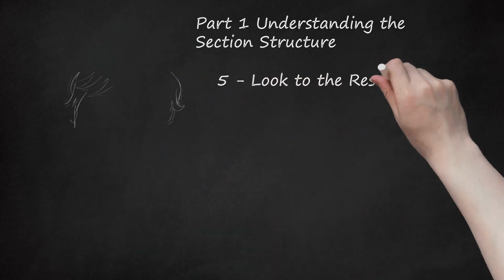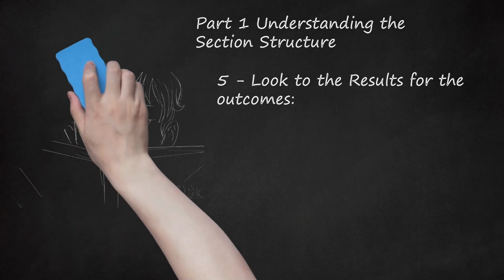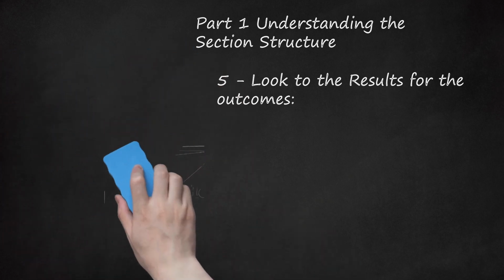5. Look to the results for the outcomes. In the results part, researchers explain what was done with the data, including the outcome of the analysis. The major aim of this part is to clarify whether the hypotheses have been supported or not. Frequently, you will find charts and graphic representations in the results part as well.